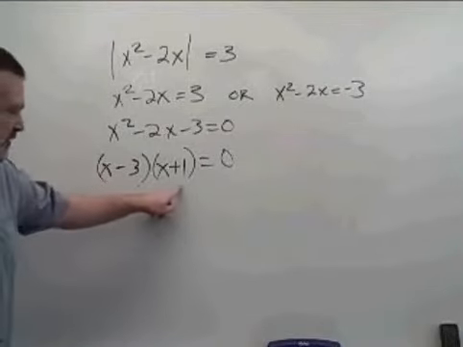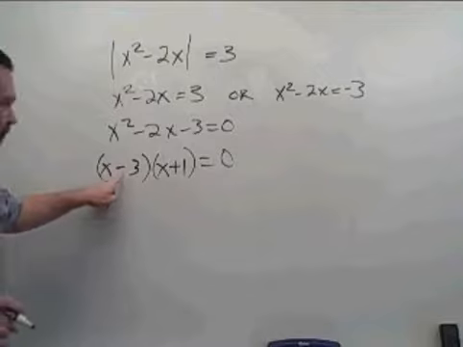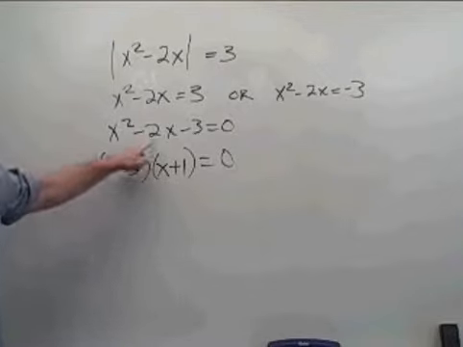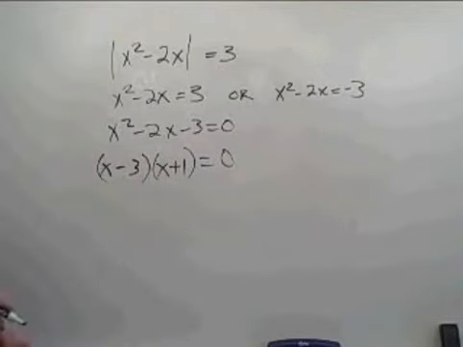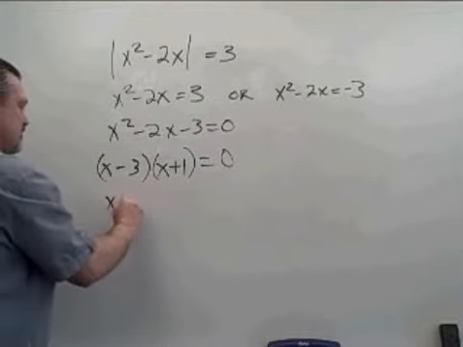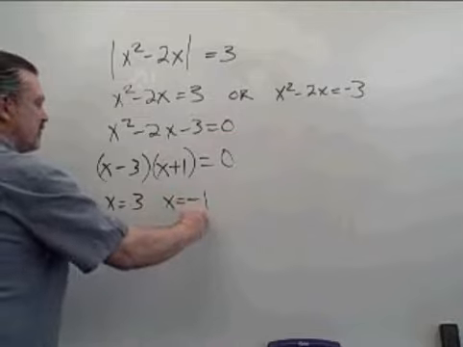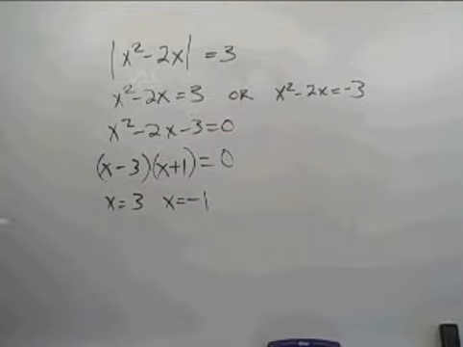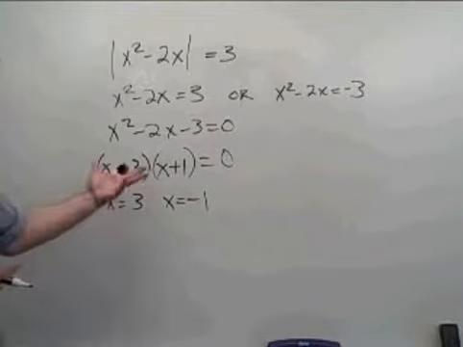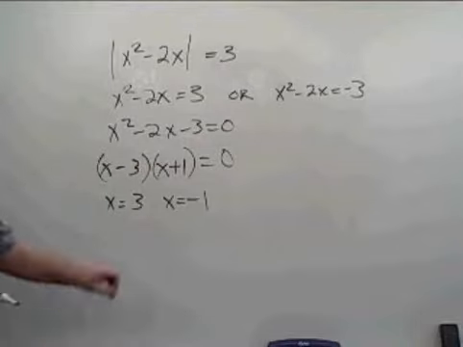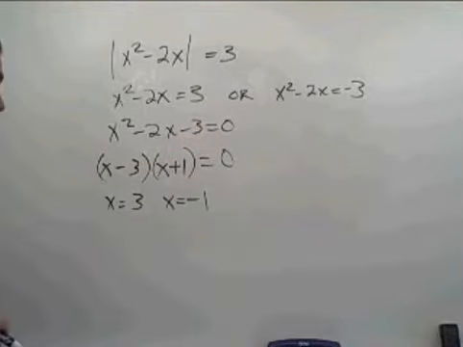Because this would give me plus 1x for the O of FOIL, minus 3x for the I of FOIL, those combine to minus 2x. So there's my factorization of that trinomial, and from that factorization I can conclude that x equals 3 or x equals negative 1, right? As what you've always done when you solved quadratic equations by factoring. Well, let's see if we can solve the other quadratic equation.